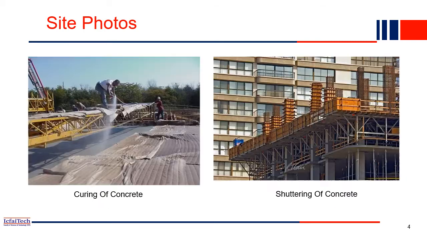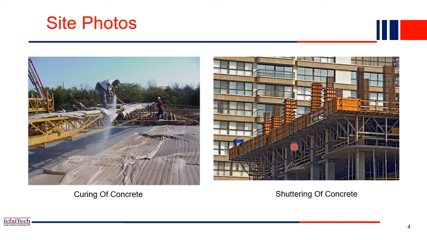These are a few site photos, and now some more site photos. Once you have seen the skeleton structure of a building, we make the shutterings before concreting. These types of shutterings are made in a real structure, and above that we pour our concrete. Once we pour the concrete, curing of concrete is required for the next 28 days. We spray water, or sometimes wet cloths are placed on the concrete to take care of the curing, because during curing only does concrete gain strength. So these two are also very important.